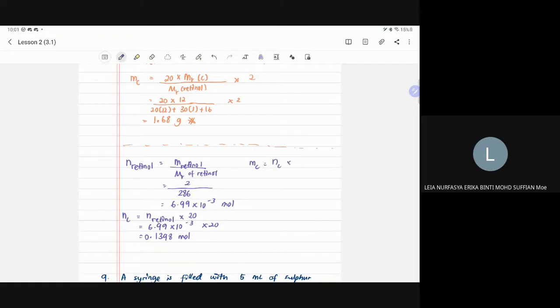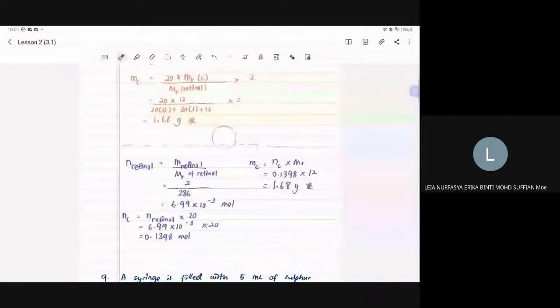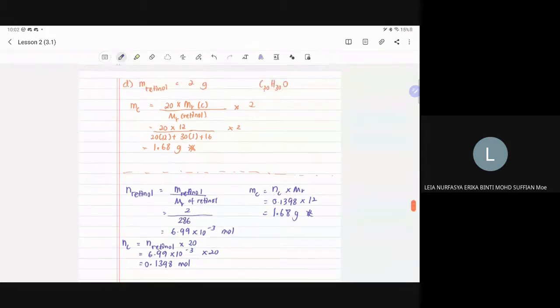Okay. Nak cari mass of carbon, N of carbon darab MR dia. 0.1398 darab dengan 12. Again, we should get 9.68 grams. Nampak tak? Sama saja jawapan dia. It's the same. Okay. It's the same method. Cuma yang ini kita dah simplifykan dia.